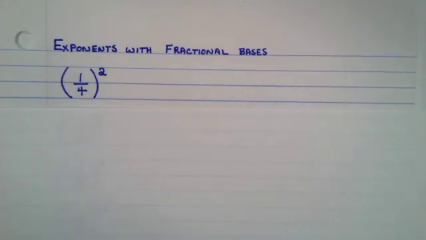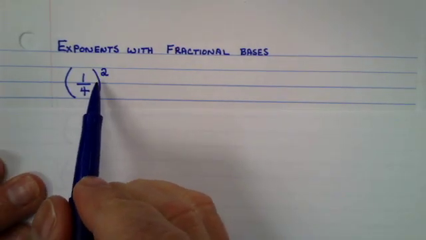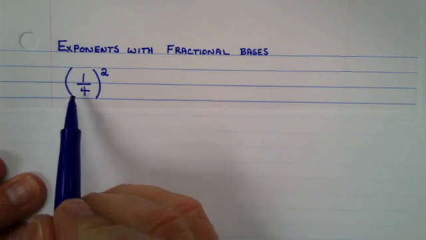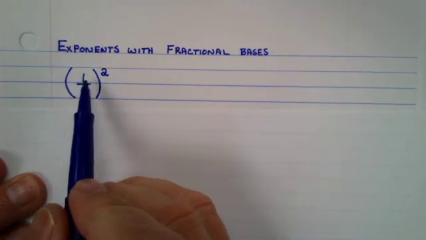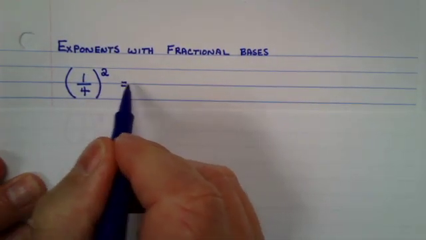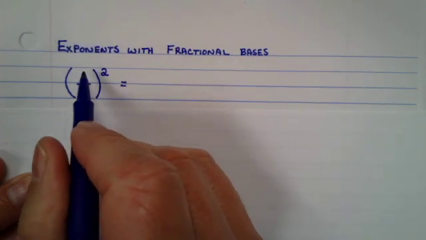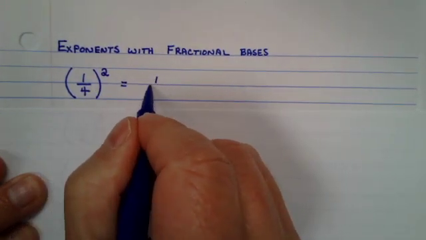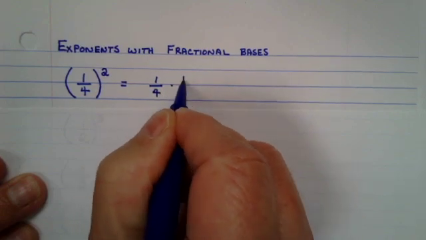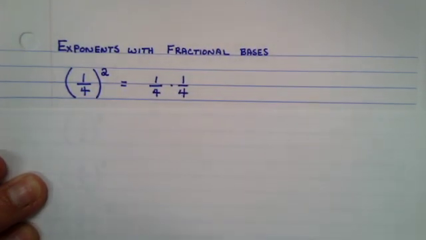In this video, we're going to talk about fractions that have exponents. What to do with a fraction that has an exponent? Well, the exponent tells us how many times we're supposed to multiply this to itself. So just like any other number, since this exponent is 2, I'm going to take 1/4 and multiply it to itself. How do you multiply fractions together?